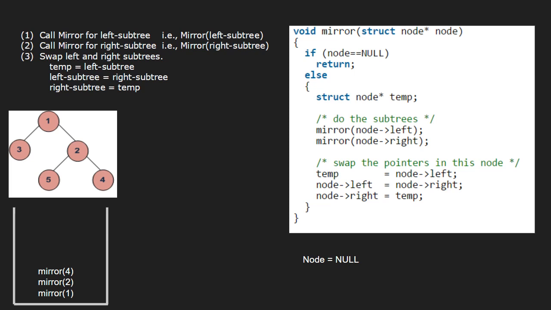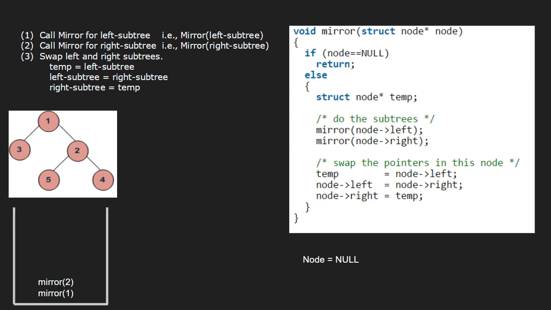Again, we swap the left and right child of node 4. Since both are null, nothing is changed. Now, we continue execution for node 2. After traversing the left and the right subtree of node 2, we swap the left and the right children of node 2.